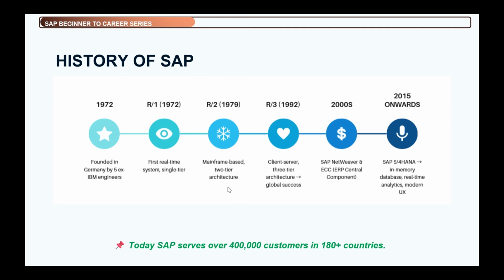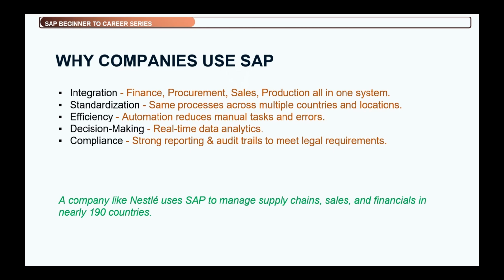So when it comes to today's landscape, SAP serves more than 400,000 customers in 118 plus countries. More than 400,000 customers, clients use the SAP system for their companies, and it has been spread across more than 180 plus countries.